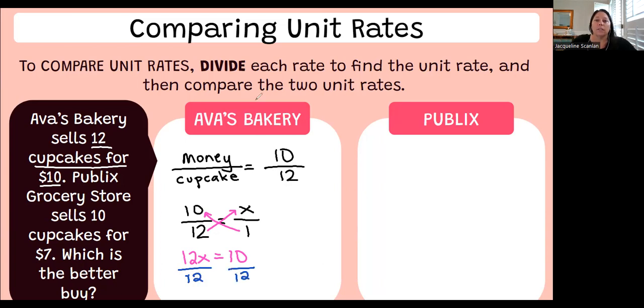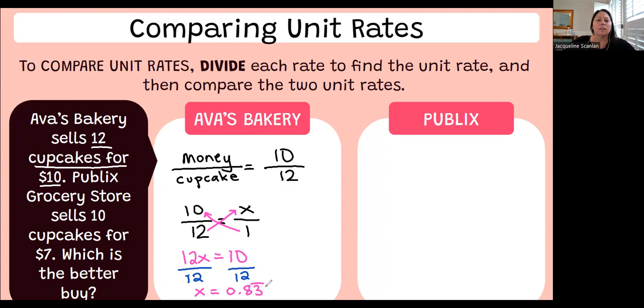And I'm going to get some funky answer. So I'm going to get x equals 0.83 repeating. And now it's time for me to interpret that information, right?